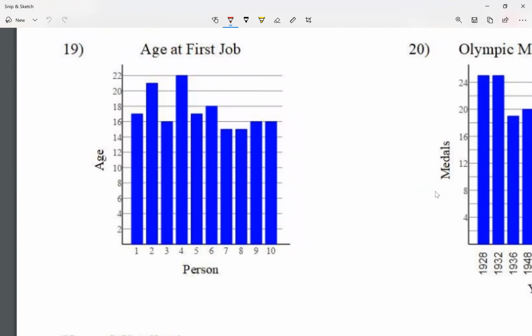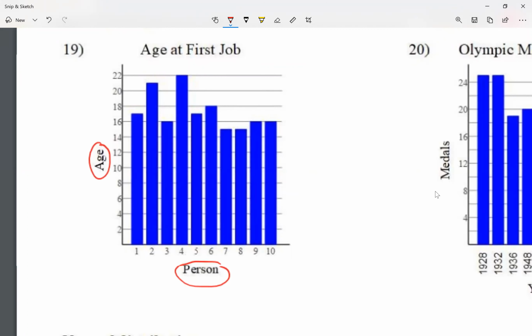title. It says person. So I have person 1, 2, 3, 4, 5, 6, 7, 8, 9, 10. So I have 10 people. So the information at the bottom talks about some people. Now, here on the left, I see the word age. So it talks about the age of certain people.